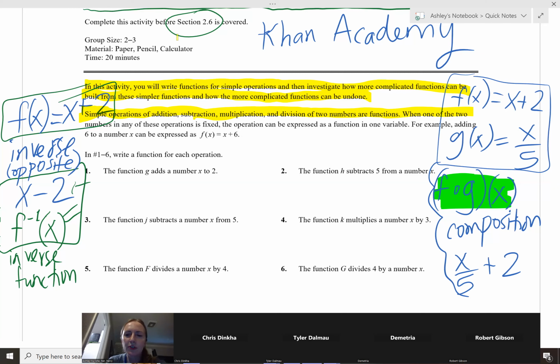I never want to hear the word function again in my life. If I ever hear someone say that, I'm going to punch them in the face. I'm tired of that word. No, don't do that.